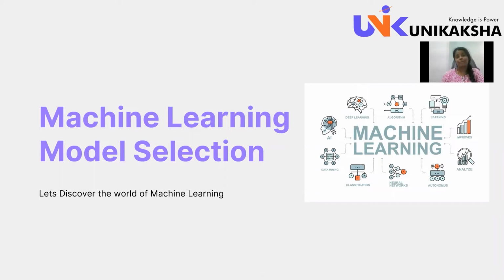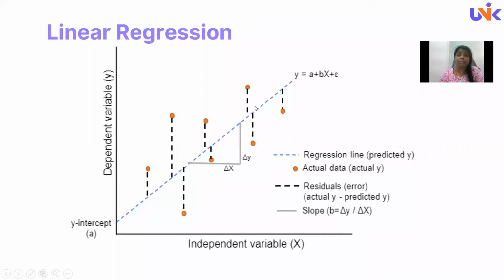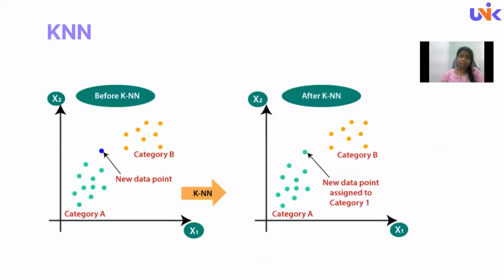So in the last session, based on the same topic, we discussed linear regression and logistic regression. Today is the time to explore more such examples, like which machine learning algorithm to use on what kind of data. So today we are going to start with something called KNN. Now, how does KNN work? KNN stands for K-nearest neighbor.